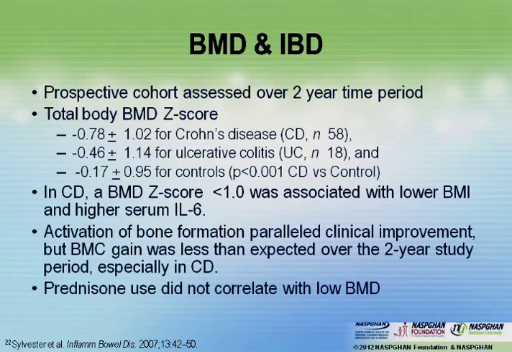So this study looked at a cohort of patients over a 2-year time period, and it looked at their total body BMD score. As you can see, the patients with Crohn's disease were minus 0.78 for their mean, minus 0.46 for the UC patients, and negative 0.17 for those control patients. In the Crohn's disease group, a bone mineral density Z-score of less than -1 was associated with a lower BMI and a higher interleukin-6 level, which I mentioned before is one of those pro-inflammatory cytokines that can have negative effects on anorexia and also clearly bone mineral density.